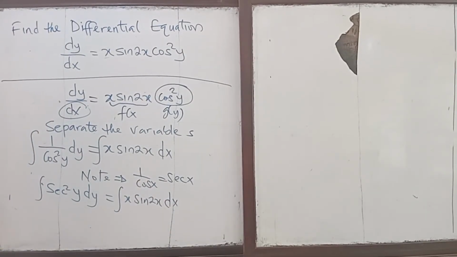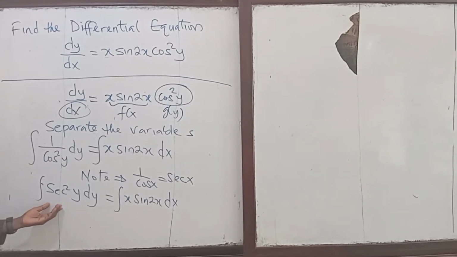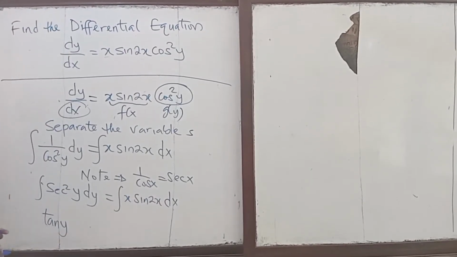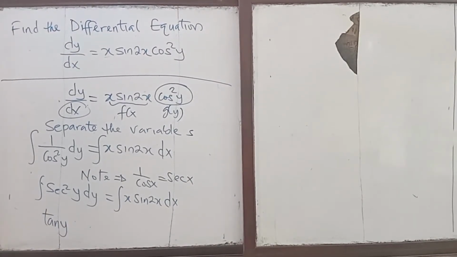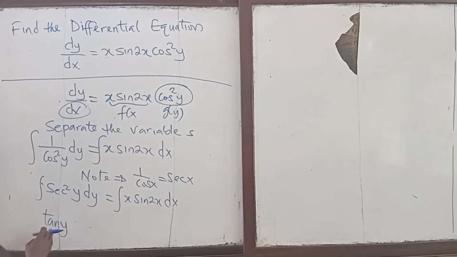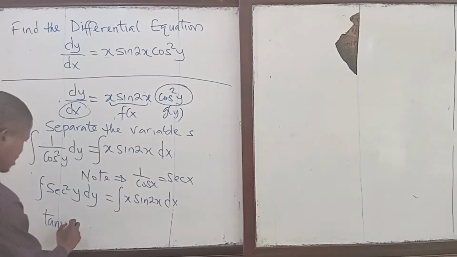So that's that, and we integrate sec square y. We're going to have tan y equal to what? If we integrate sec square y, that's our tan y, equal to what?